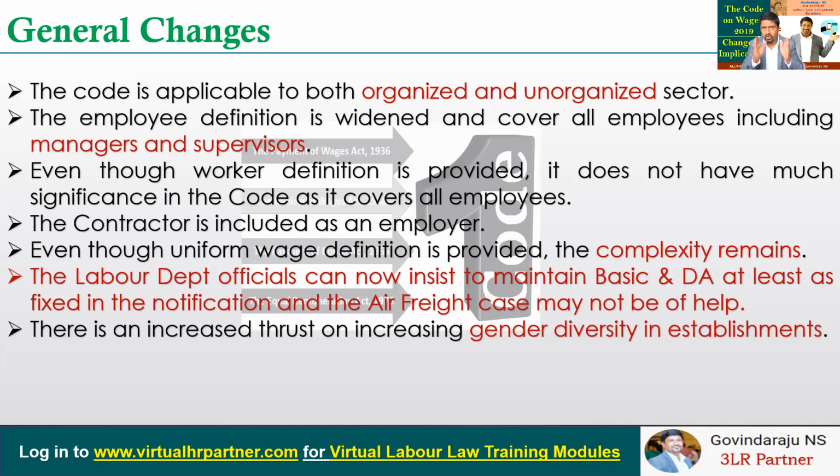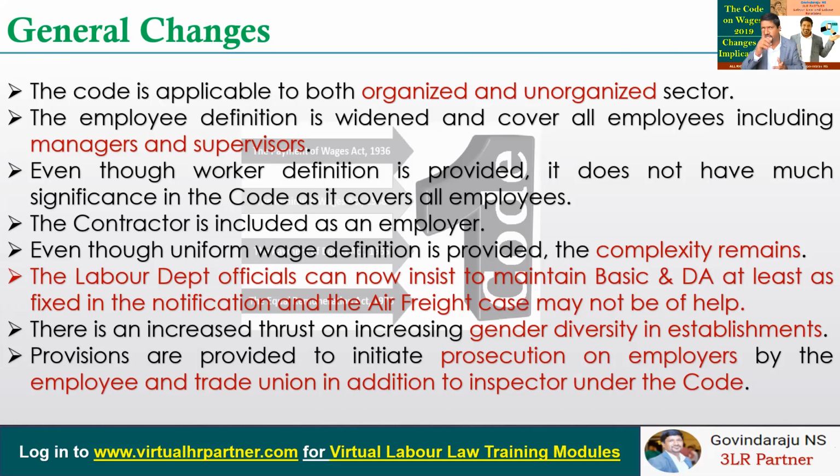If you look at the code, a lot of importance is given to gender diversity in establishments, and to an extent even the government can advise the employer to maintain a certain portion or level of women employees in their establishment based on suitability. So this is one of the important implications for industrial establishments. There are provisions to initiate prosecution in case of violations by employers. These prosecutions can be initiated by the employee or trade union, in addition to the inspector under the code. So this is one of the important implications, especially for employers, who need to be very careful.